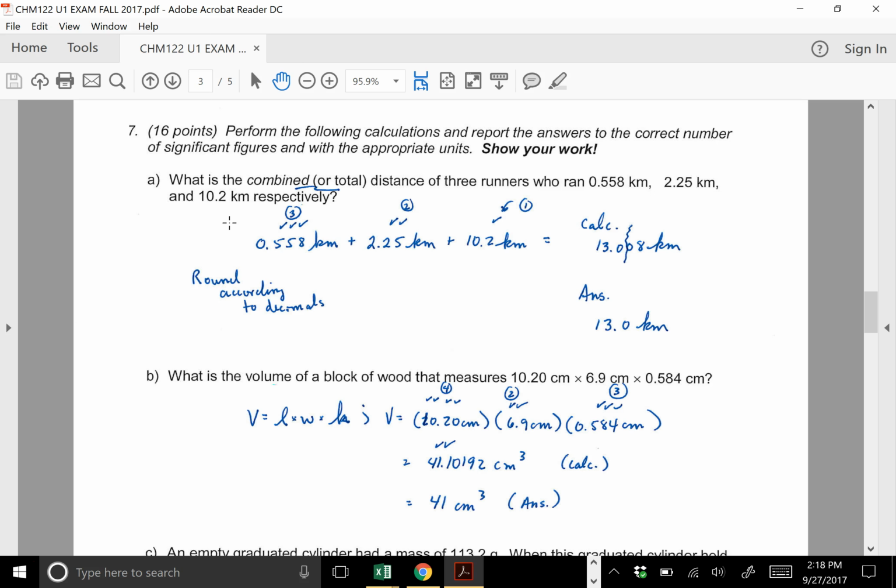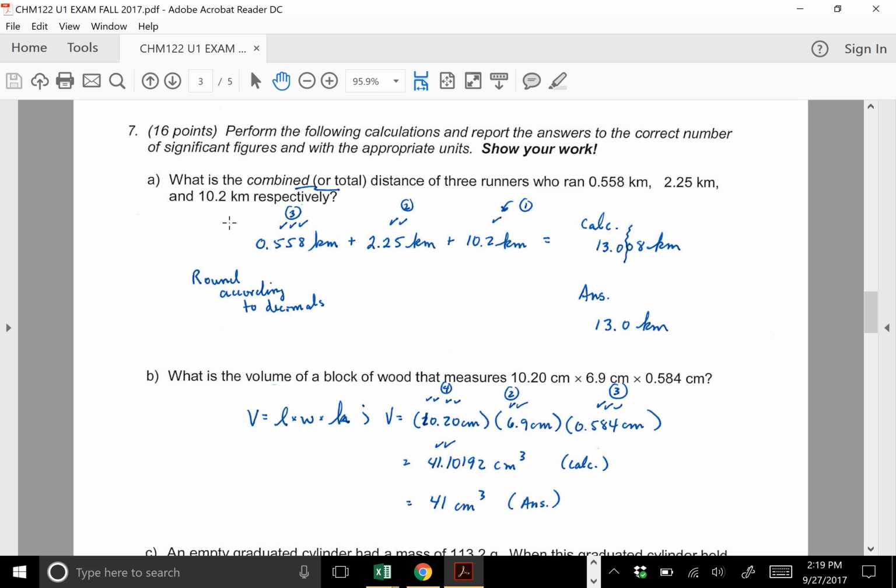Okay, so 7A, what I wanted you to do was to add up those 3 distances. And good job. I'm kind of liking what I see. You're showing all of your work. That's very good. That's most appreciated. Since we're adding, we round according to decimals. So I put check marks over, we have 3 decimals in the first term, 2, and then 1 decimal. So we can only report 1 decimal. So reporting 1 decimal, it's 13.0 kilometers.